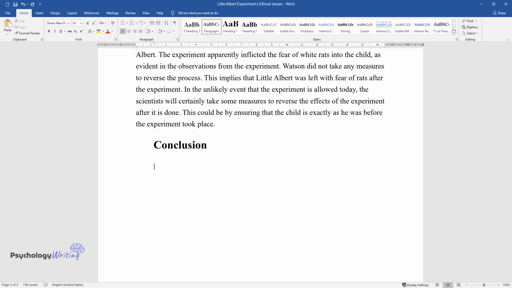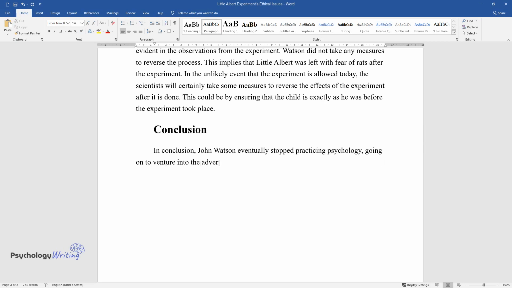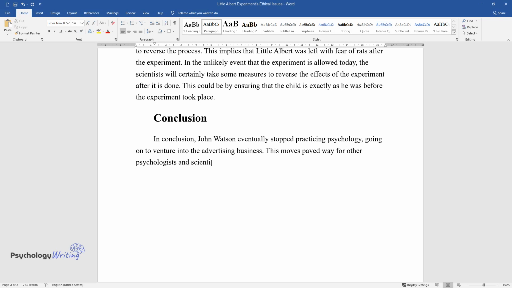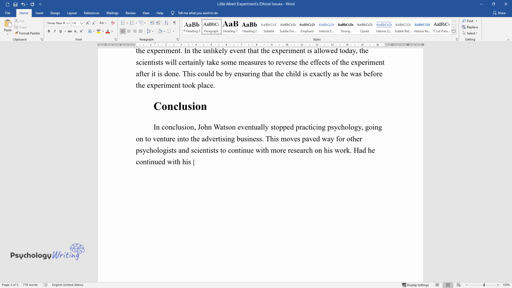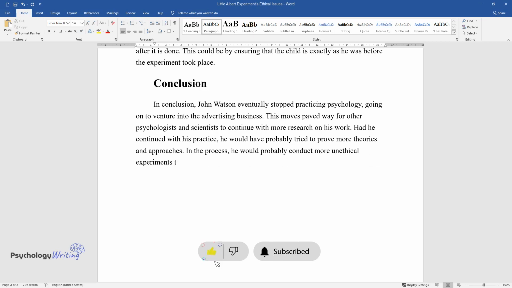Conclusion. In conclusion, John Watson eventually stopped practicing psychology, going on to venture into the advertising business. This move paved the way for other psychologists and scientists to continue with more research on his work. Had he continued with his practice, he would have probably tried to prove more theories and approaches. In the process, he would probably conduct more unethical experiments that would have made psychology appear in a negative light.